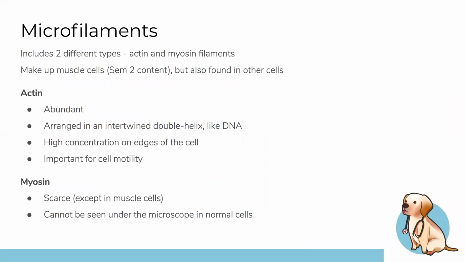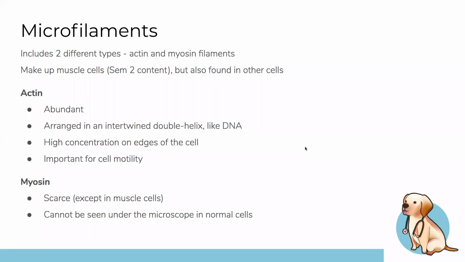Microfilaments. So there are actin and myosin filaments. And once again, this does become quite important in muscle cells. You have much more actin generally in the body than myosin. You only really find myosin in muscle cells. And actin you can find around the body. It's in an intertwined double helix shape and is important for cell motility.